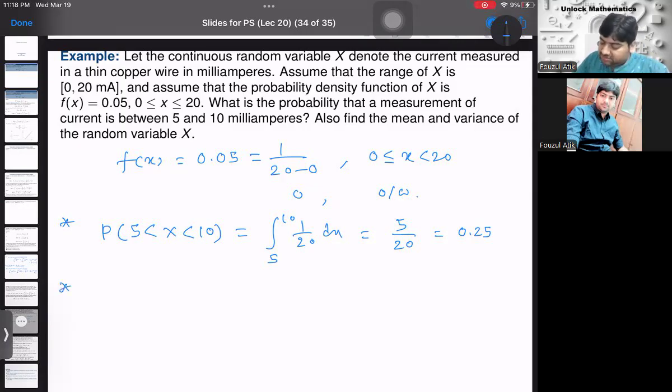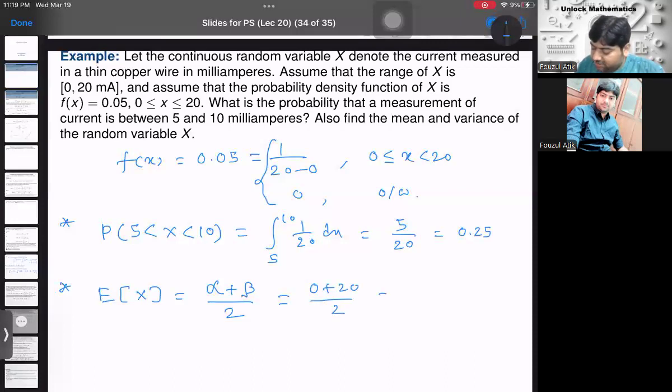Then the next question is to find the mean and variance of the random variable. See, we could have calculated the mean and variance of this random variable, but we understood already that it is a uniform random variable over the interval 0 to 20. So we know its expected value and we know its variance, right? So the expectation of this random variable is what? The uniform random variable expectation is alpha plus beta by 2, that means the midpoint of the interval. Here alpha is 0, beta is 20. So it is 0 plus 20 by 2, that means it is 10.